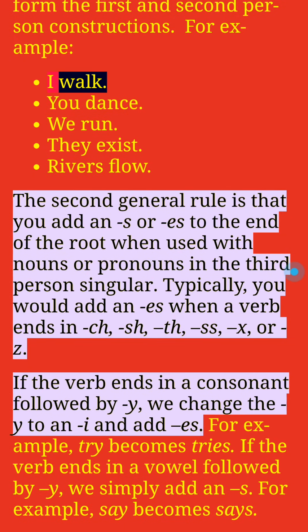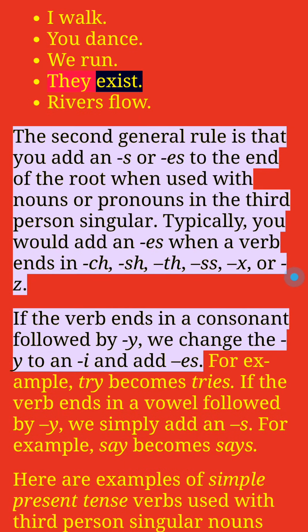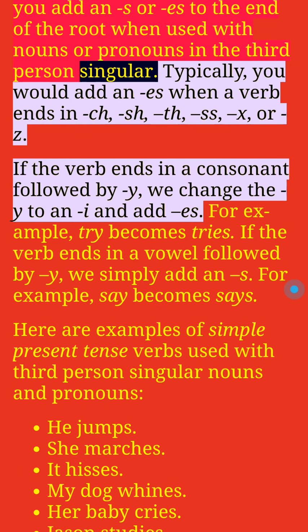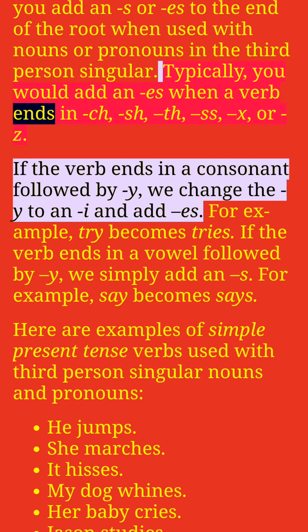For example, I walk, you dance, we run, they exist, rivers flow. The second general rule is that you add an s or es to the end of the root when used with nouns or pronouns in the third person singular. Typically, you would add an es when a verb ends in ch, sh, th, ss, x, or z.